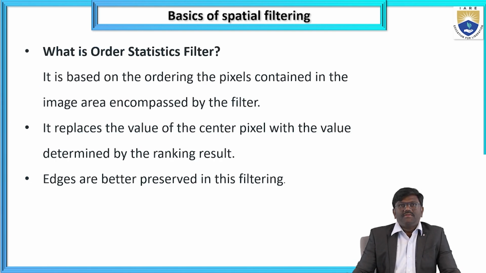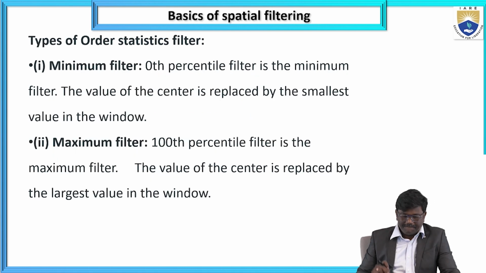So what does this order statistics filter mean? Simply, we define it based on the ordering of the pixels contained in an image area encompassed by the filter. It replaces the value of the center pixel with the value determined by the ranking result. That is, edges are better preserved in this filtering. That is a simple definition of the order statistics filter.